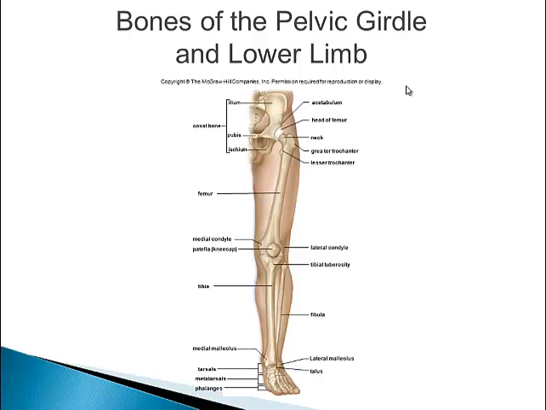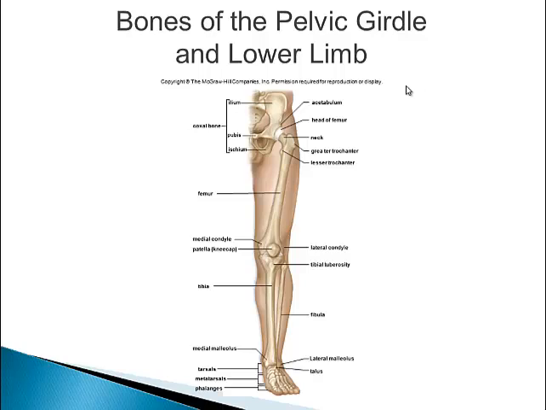The fibula is a smaller bone on the lateral or outside of the tibia. The fibula has a prominence called the lateral malleolus that forms the outer bulge of the ankle. This bone is a stabilizing bone, not a load-bearing bone.